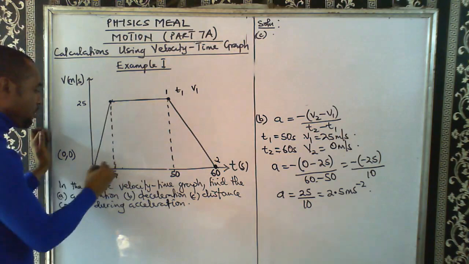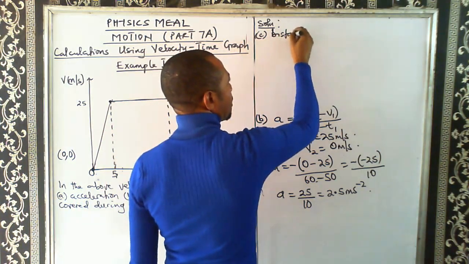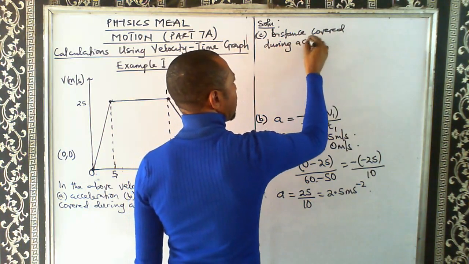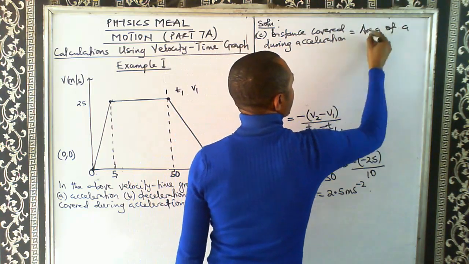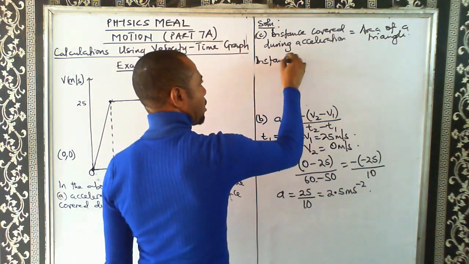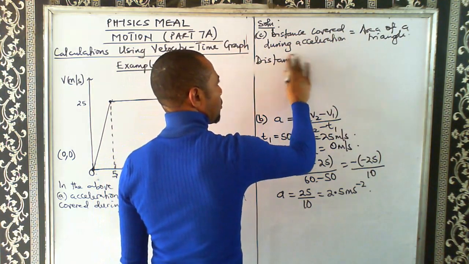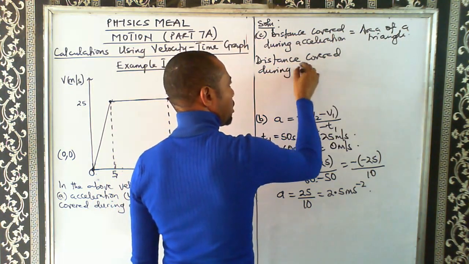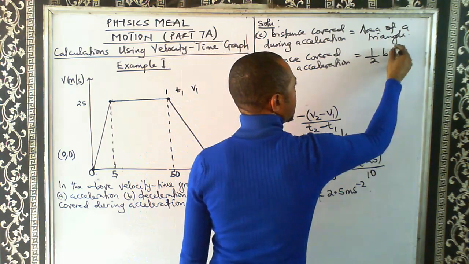So what is the shape? The shape is a triangle. So we can say that distance covered during acceleration will be equal to the area of a triangle, as we can see there. So the distance covered during acceleration will be equal to half base times height.